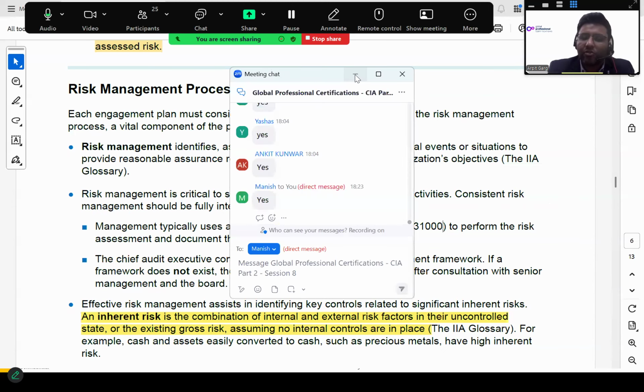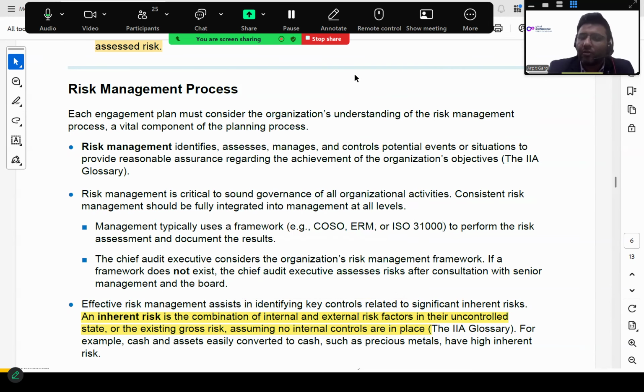Everyone, is that clear? Yes or no? Can I see yes on the chat box? You don't have to study COSO ERM or ISO 31000 for Part Two as such. All right, I'll move forward.